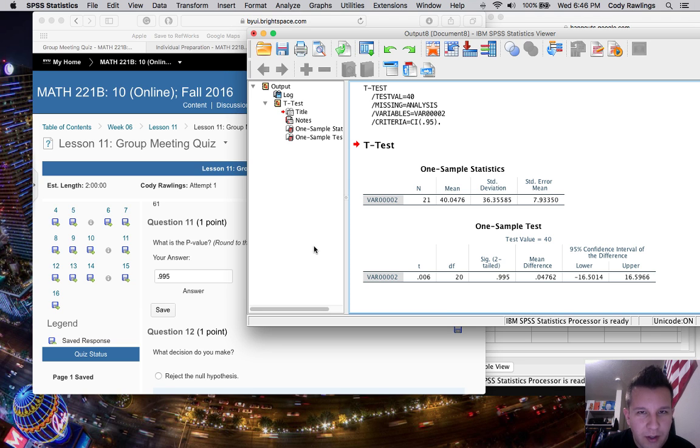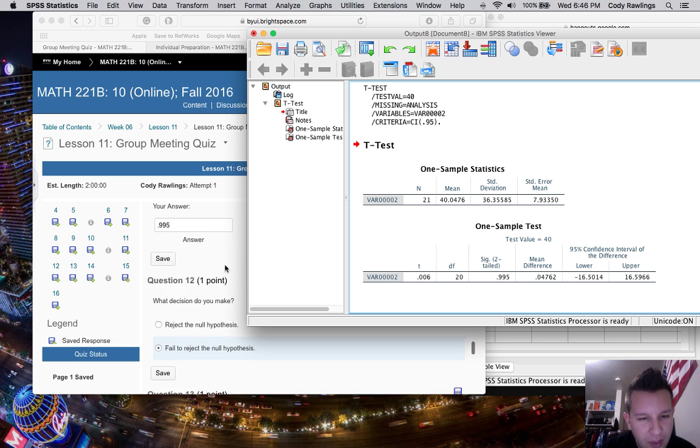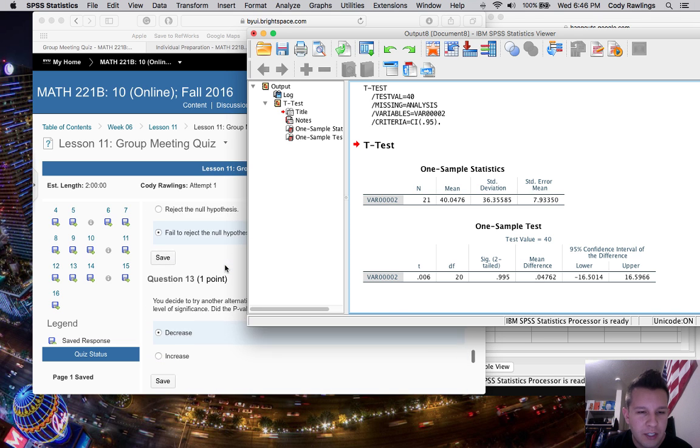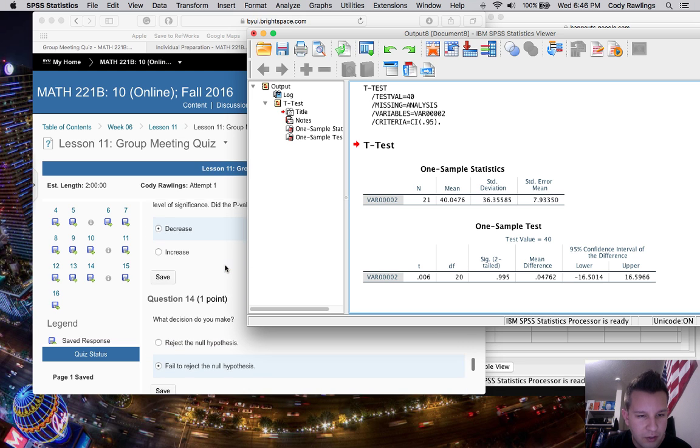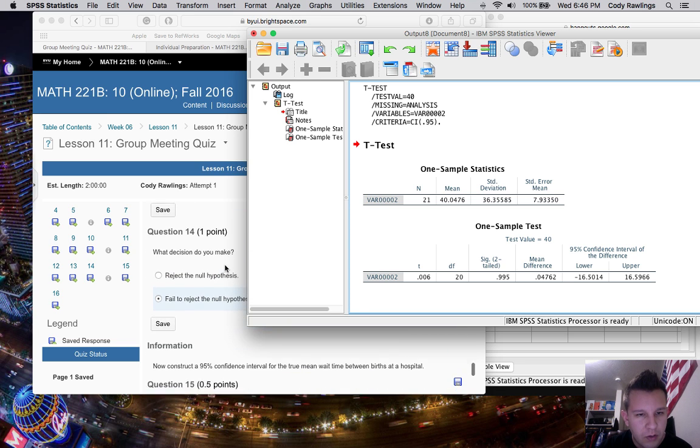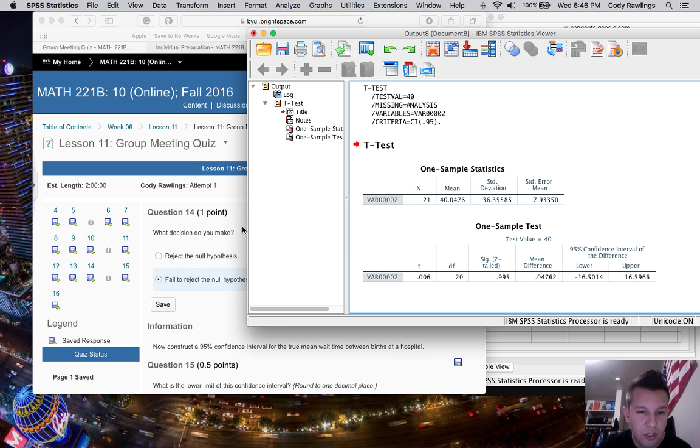Should we put in a couple different options and see what happens on that one? Okay. So I'll just put the 0.995 just to see. So then we fail to reject, and then 13 would be decrease. That's what I got too. So we would fail to reject the null hypothesis.